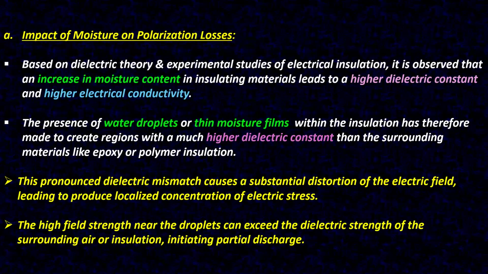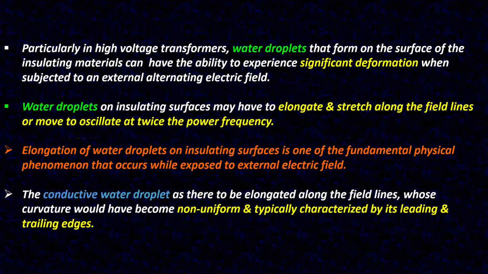The high field strength near the droplets can exceed the dielectric strength of the surrounding air or insulation, initiating partial discharge. Most important, particularly in high voltage transformers, water droplets that form on the surface of the insulating material can experience significant deformation when subjected to an external alternating electric field.